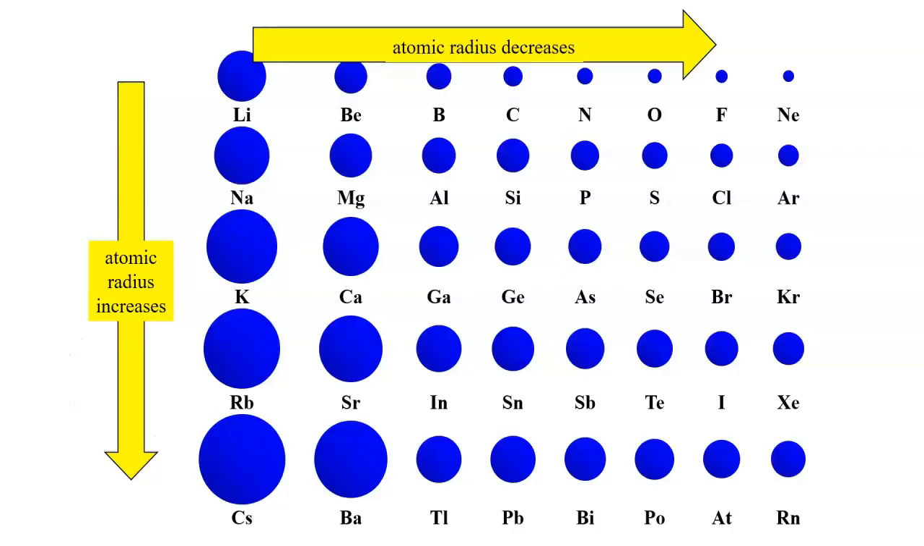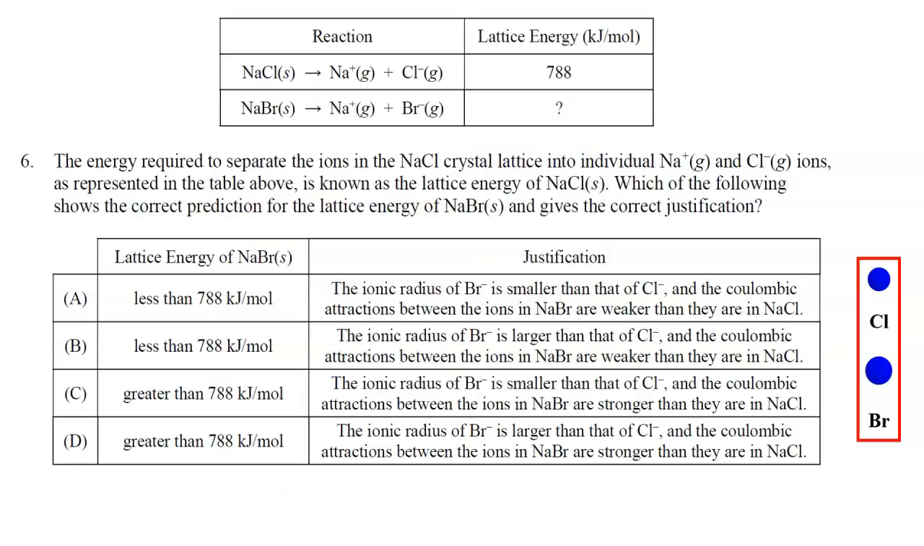So the size of chloride and bromide comes from the general periodic trends in atomic radius. We know that atomic radius increases as you go from top to bottom down a group. So here is the difference between chloride and bromide. We can see that bromide should be larger.